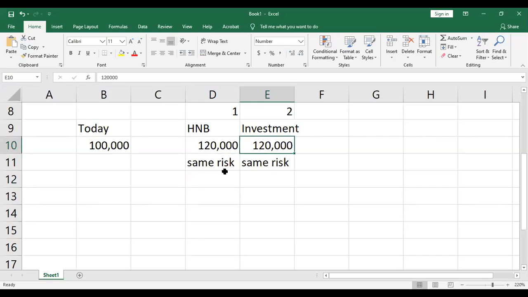Right now, what is the required rate of return here? I delete this one, so you'll get 140. This time what will be your option, your answer? Option one or two? Now investment gives you an additional 20,000 profit. So now tell the answer. Option one or two?